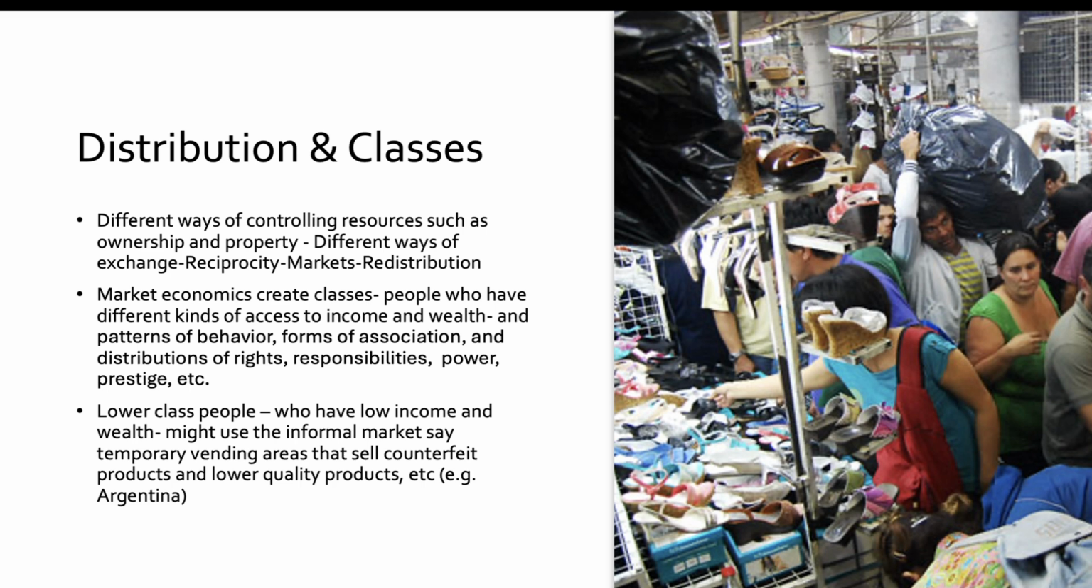For example, lower class people who have lower income and wealth might, let's say, use an illegal informal market. Maybe it's a temporary vending area in a warehouse. There may be counterfeit products, lower quality products, there may even be stolen goods and merchandise, for example, in lower income areas of Argentina. This may be a primary means for people to get the basic resources of their life, such as food, clothing, and other kinds of materials.